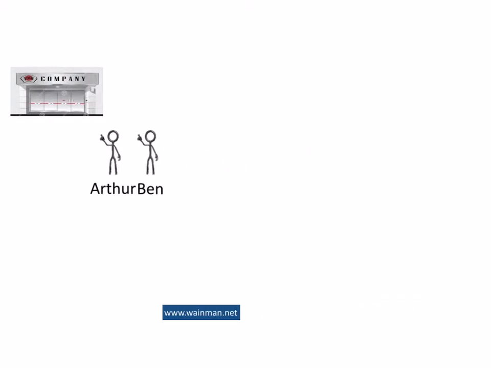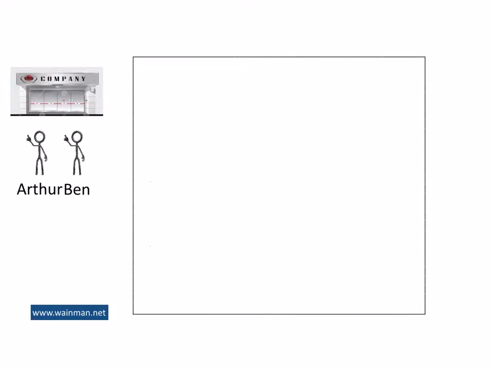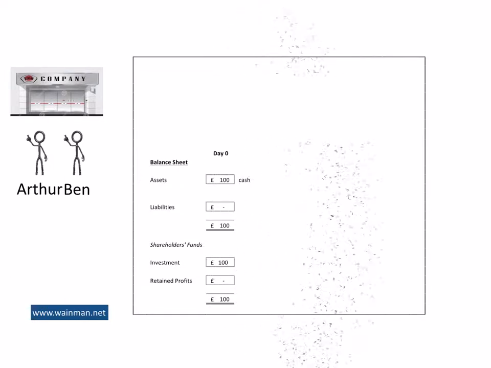They can now create the balance sheet of the company. Remember, the balance sheet is a snapshot in time for a business. It shows the assets and the liabilities at a particular point in time and nothing else. In this case, the assets are £100 cash and there are no liabilities to third parties. Net assets are therefore £100. The investment by the shareholders is £100 and the company has not yet made any profits from trading activities.